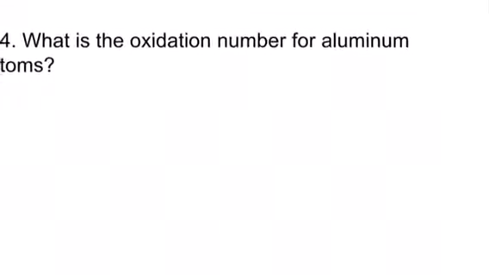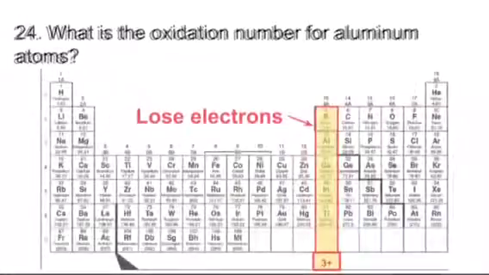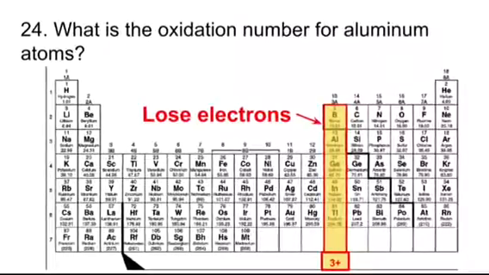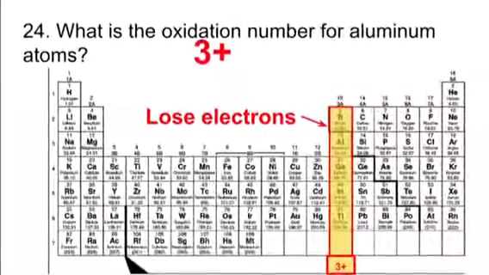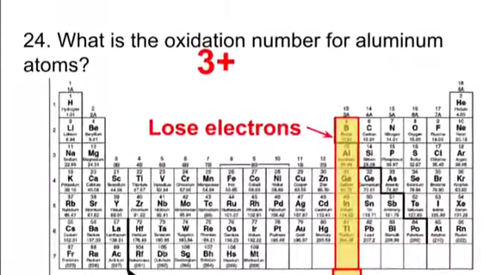Alright, so we're on question 24, trying to figure out what the oxidation number for aluminum atoms are. So again, we find aluminum on the periodic table in column 3A. In 3A, they lose electrons. They're going to lose 3 electrons, so aluminum will have a +3 oxidation number.